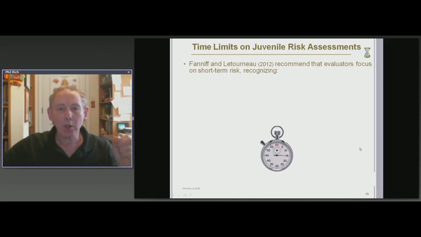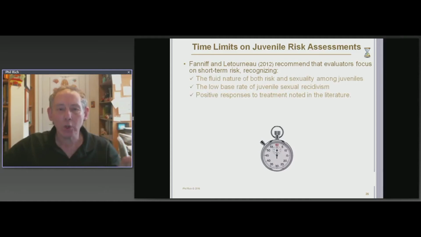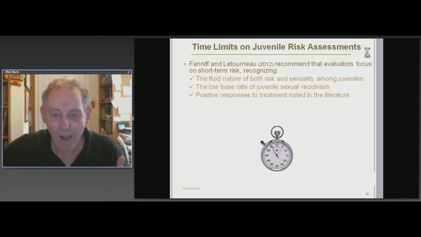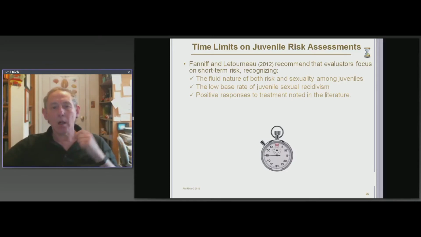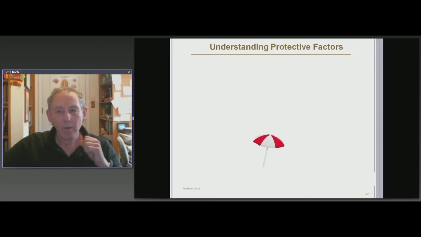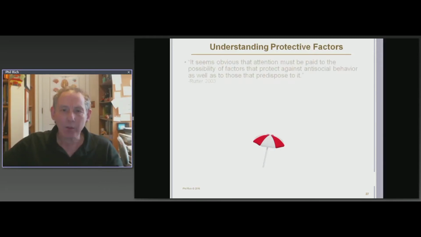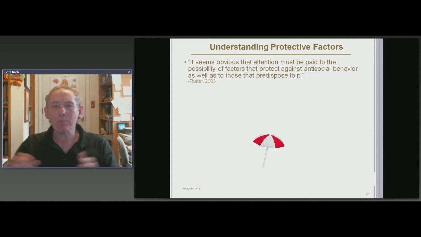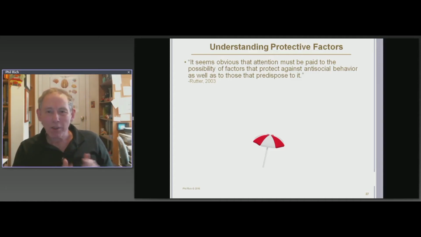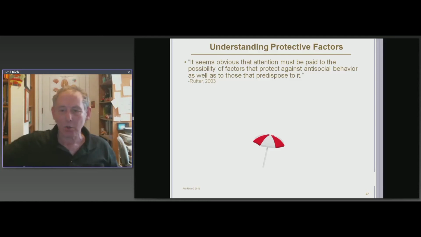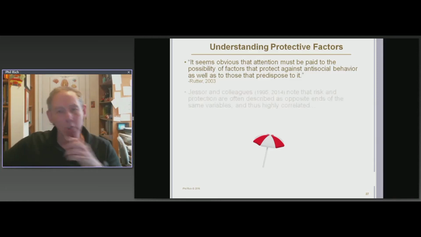Here's Fanniff and Letourneau, who recently, in their research, recommend that we focus on short-term risk. Risk of sexuality is fluid among adolescents. There's a low base rate of juvenile sexual recidivism and positive responses that the literature suggests we see for kids who are treated. We shift gears a little bit and think about not just risk factors, but protective factors as well. As Rutter says, look, it seems obvious that we should be paying attention to the things that really protect against antisocial behavior, not simply things that push us toward it.